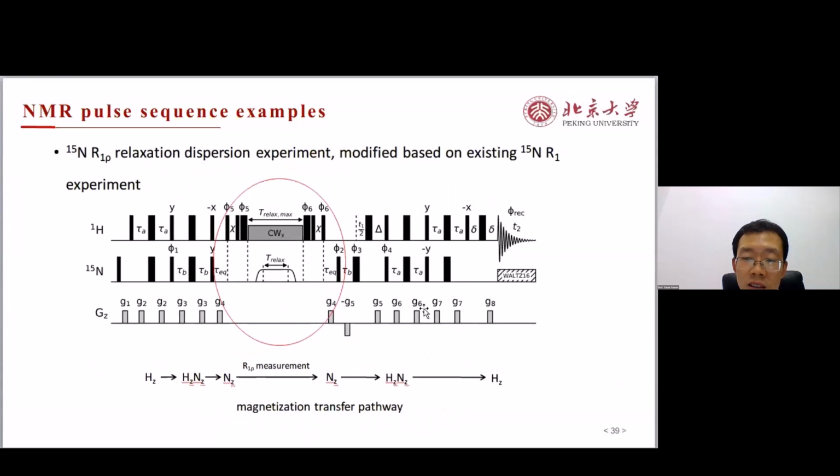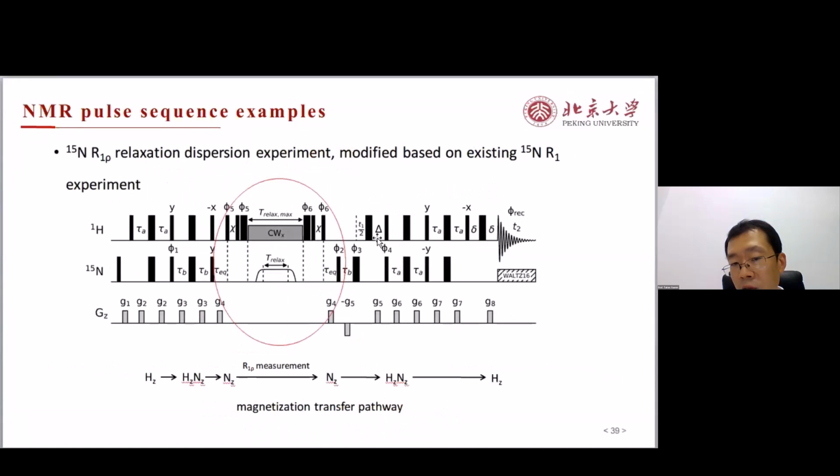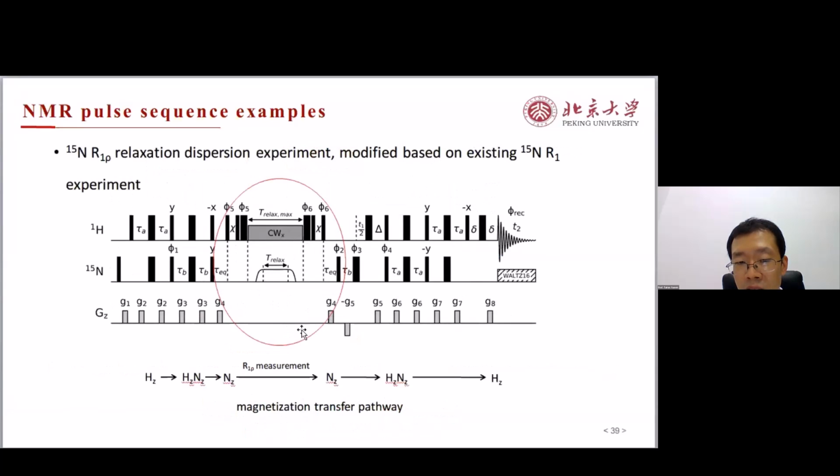In many cases, if you want to develop a new experiment, you don't need to start from the very beginning. Instead, the common way is to find some other sequence similar to what you want to run and use it as a template. This example is the pulse sequence for running the nitrogen-15 R1rho relaxation dispersion experiment. As you see, except for the center part for the R1rho measurement period, the beginning part and the end part are almost identical to the pulse sequence for R1 measurement. So if you want to develop this new experiment, you can just start from a similar R1 experiment and modify this center part. That's how to write a new sequence.